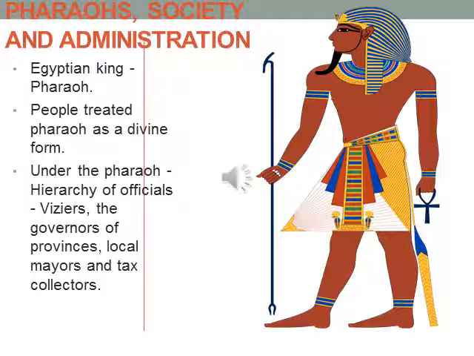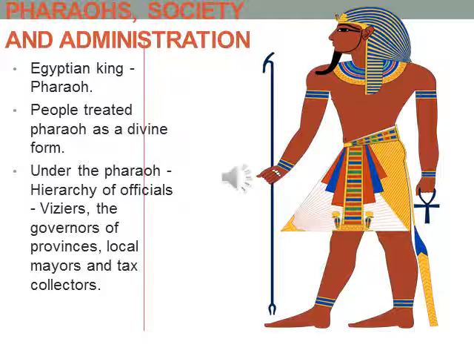Under the Pharaoh there is a hierarchy of officials. Hierarchy means a system, especially in a society or an organization, in which people are organized from lowest to highest. So under the Pharaoh, the hierarchy of officials includes the viziers, the governors of provinces, local mayors and the tax collectors.